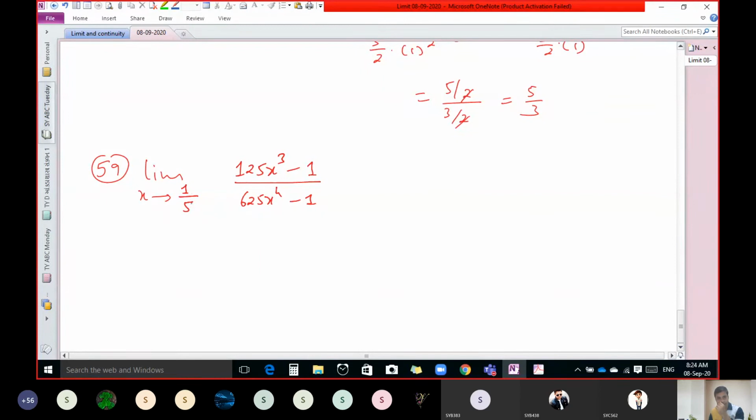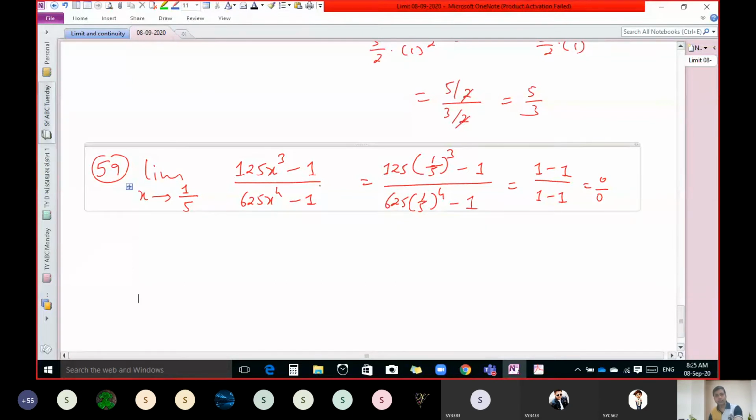Now see, if we put x equal to 1 upon 5, what happened? 125 into (1 upon 5) raised to 3 minus 1. Here 625 into (1 upon 5) raised to 4. See, this 1 upon 5 raised to 3 is 1 upon 125, so 125 into 1 upon 125 is 1. This 1 upon 5 raised to 4 is 1 upon 625. 625 cancels, we get only 1. So obviously we have 0 by 0.